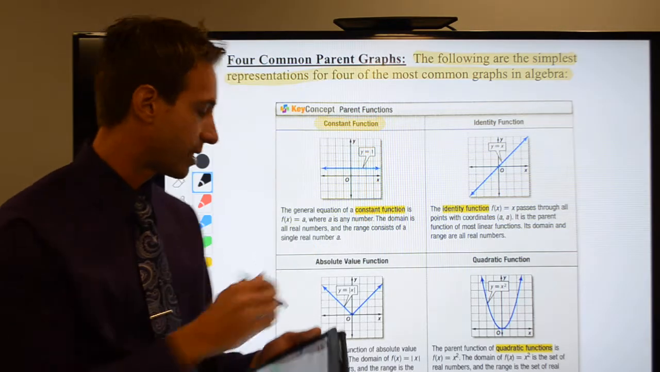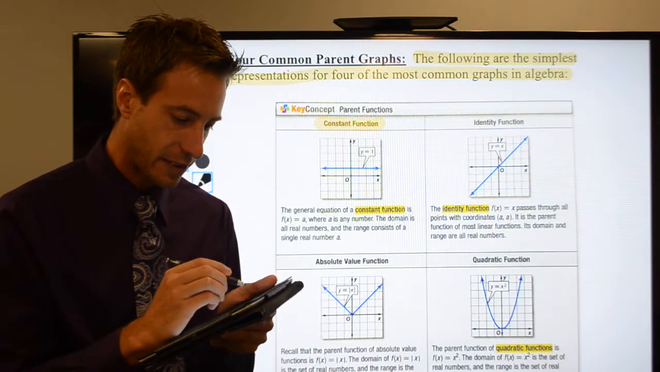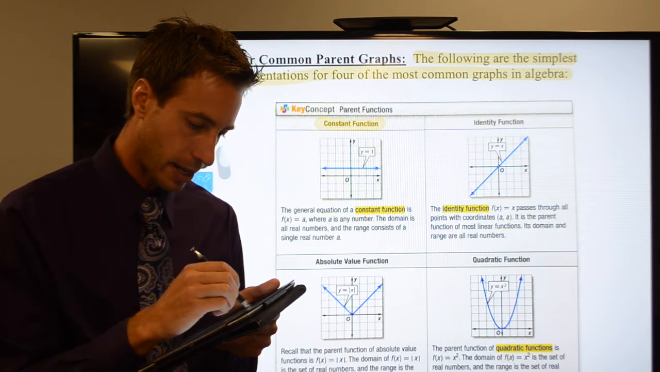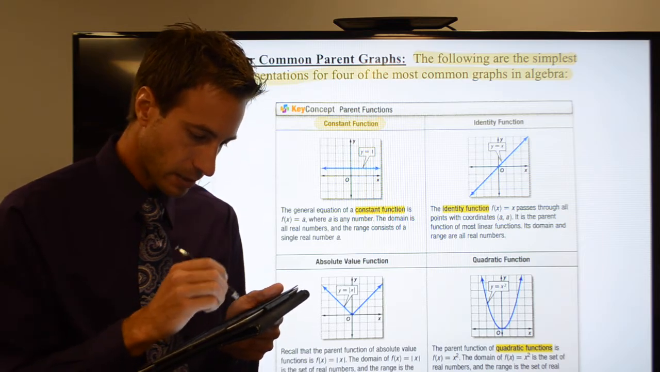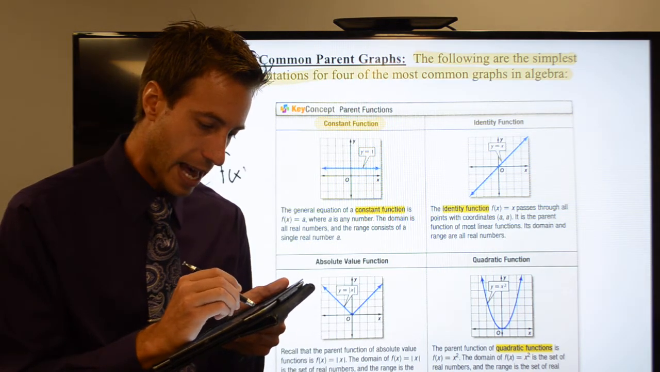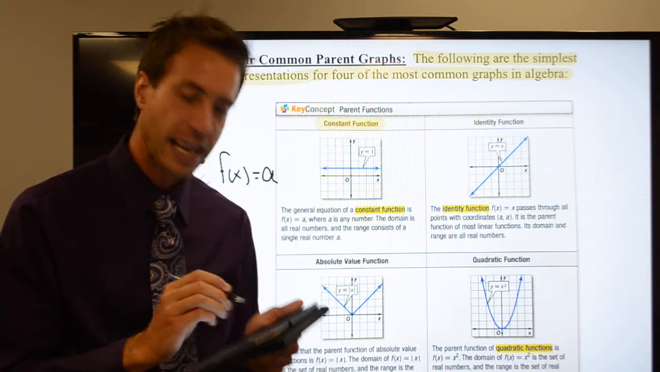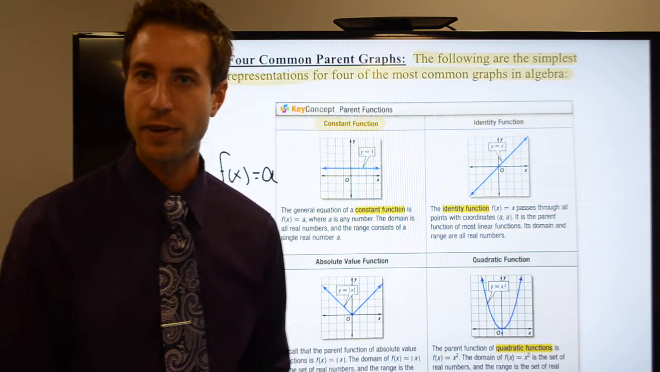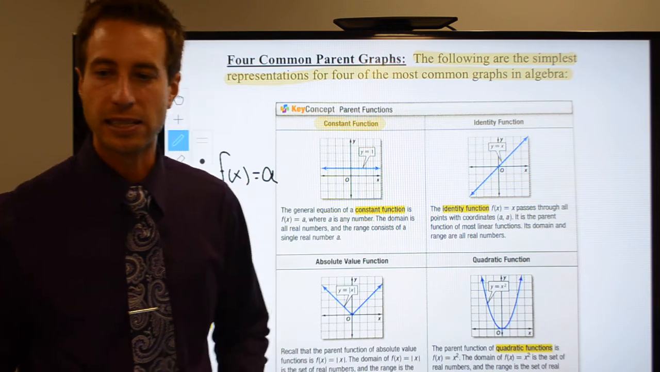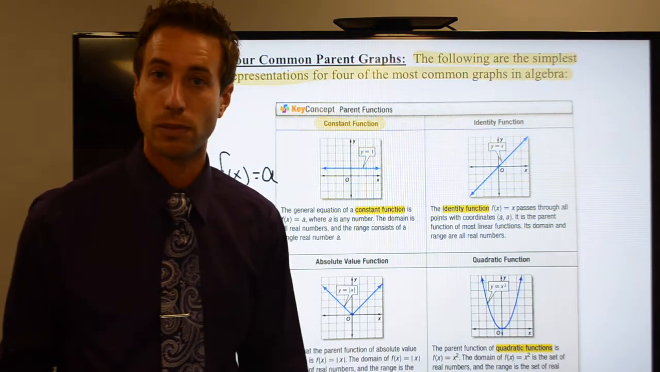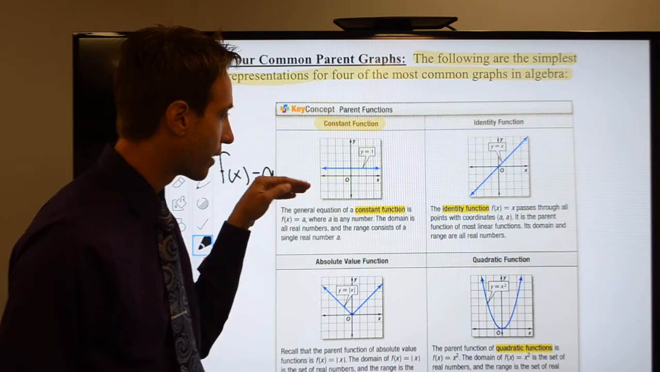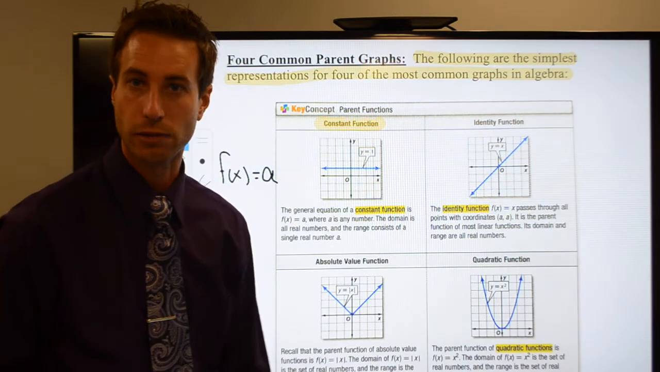You can probably see it written there in the definition, but this is simply f of x is equal to a, where a is any number. Pick your favorite number. This is the constant function. So if f of x is equal to -2, then that means that y is equal to -2, and you'd have a straight line going across at -2.